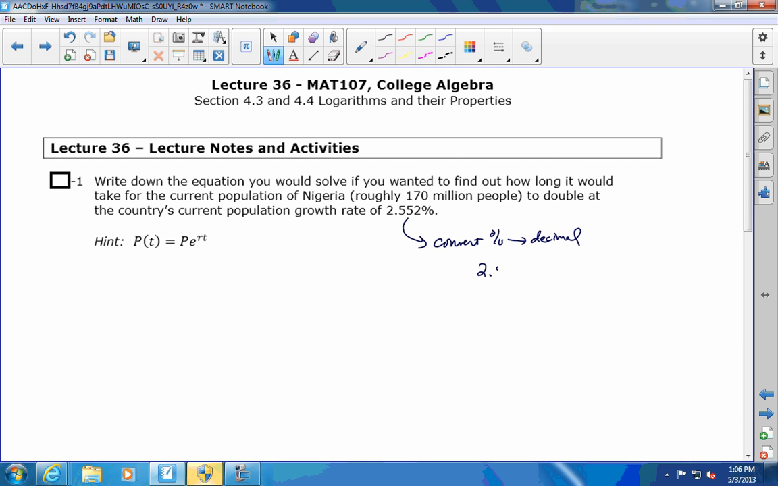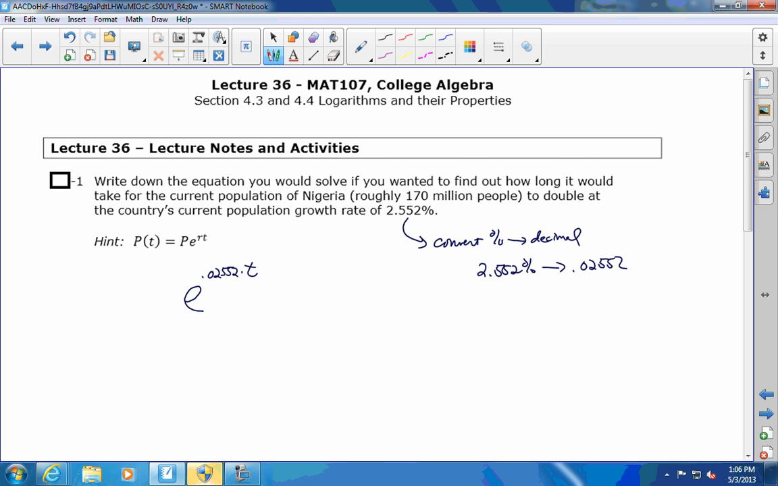So we have 2.552%. Ooh, I really like writing on the smartboard. It's cool. And that's 0.02552, because you basically divide that number by 100. So it becomes 2 place values smaller when you divide by 100. So right now I know I can put 0.02552 in there. T is what I'm trying to solve for.